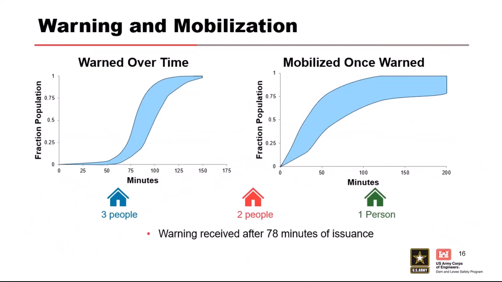We know at the community level roughly how quickly the warning is going to spread and how quickly people are going to mobilize based on these functions, right? We have uncertainty about them. We can reduce that uncertainty by going in and getting more information. We can talk to the emergency managers, know what types of warning systems they have, know how well prepared they are, and we can reduce this uncertainty about our functions. That's knowledge uncertainty, right? We can reduce it with more knowledge.